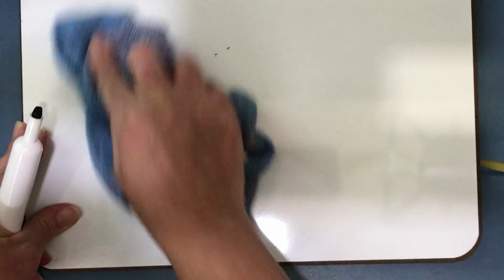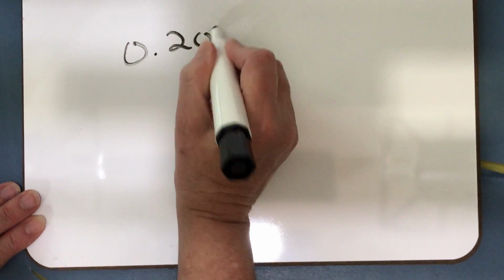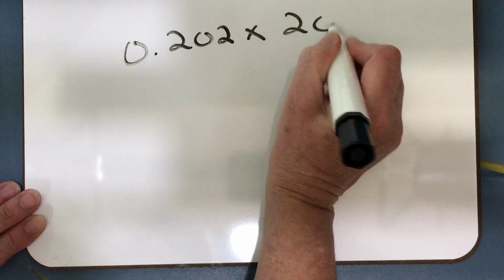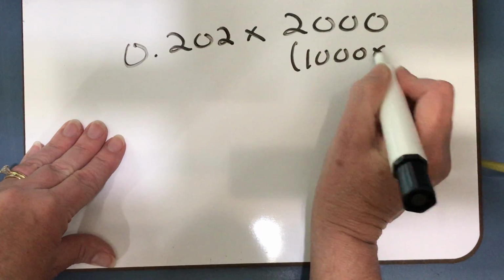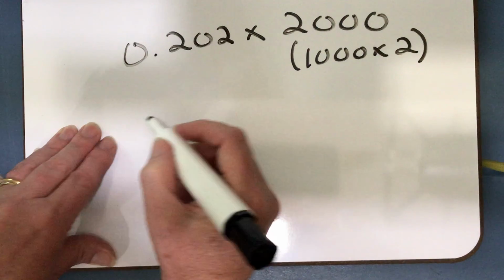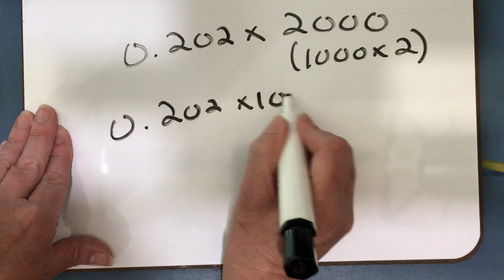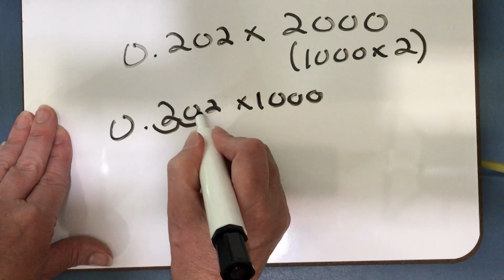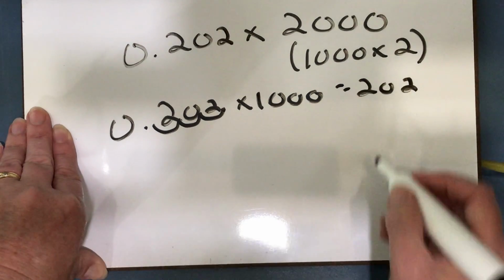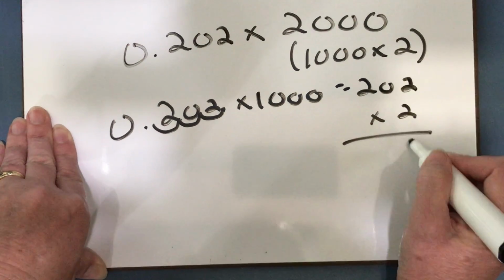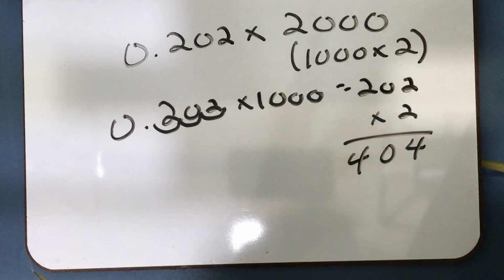That's what you'll put for number 1. Okay, and then let's do number 6. Number 6 is 202 thousandths times 2,000. Remember, we're going to break this up into 1,000 times 2. So we'll do 202 thousandths times 1,000 first. So 1, 2, 3. So that would be 202, and then times 2, which would be 404. Is your answer for number 6.